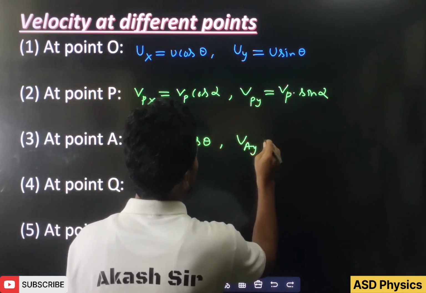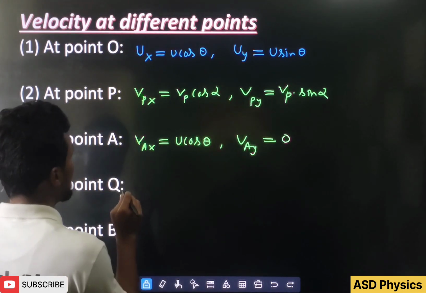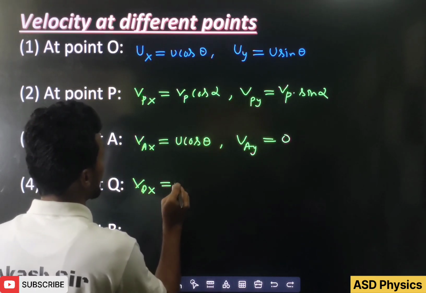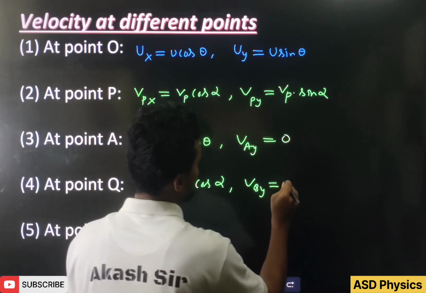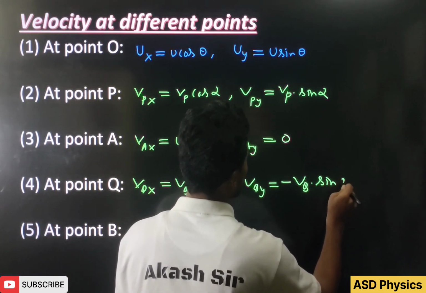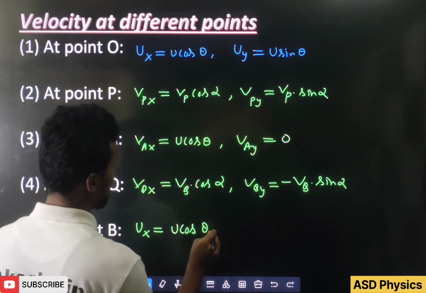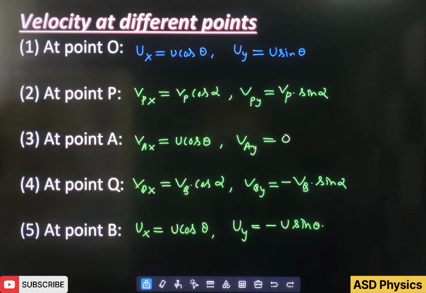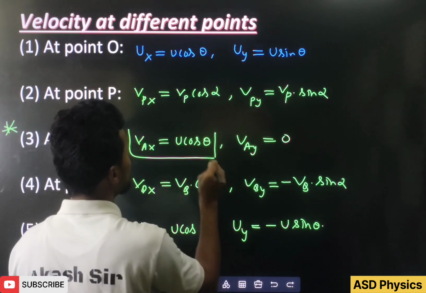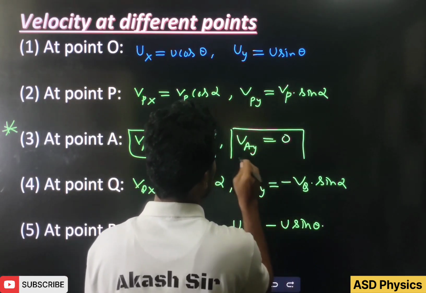And Vay will be how much here? This will be 0, because at the highest point, the vertical component of the velocity is 0. Then at point Q, you see Vqx will be Vq cos alpha, okay, and Vqy will be minus Vq sin alpha, because in which direction? Downward direction. Here, at point B, again ux will be u cos theta, and uy will be minus u sin theta. We have just resolved the velocities and written them here, okay, and especially this one is very, very important.